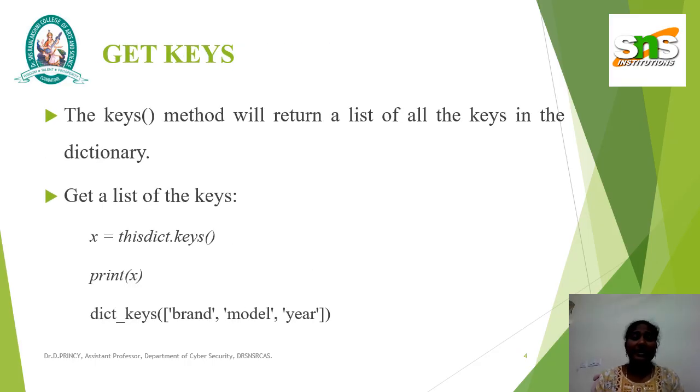Get keys. In some situations, if we need to get only the key names present in the dictionary, we use the keys method, which is a predefined method which returns a list of all the keys in the dictionary. For example, x is equal to this dict.keys. Keys is a method, so we have to use the opening and closing parentheses. Then the keys are stored in the x variable. If I print x, it returns dict keys as brand, comma, model, comma, year. These are the keys present in the dictionary.